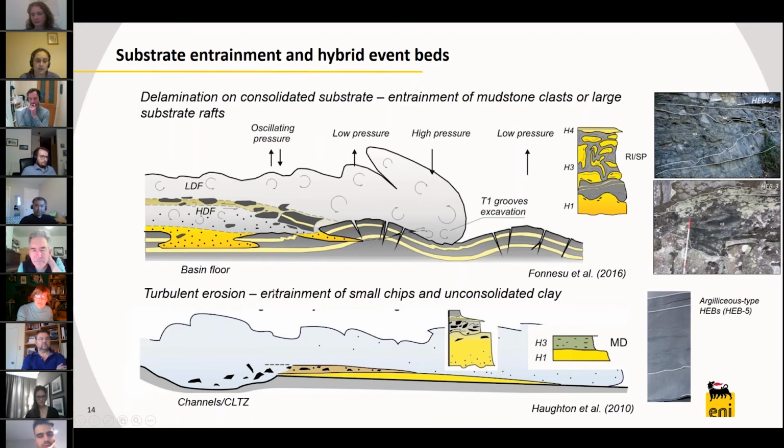Otherwise, where turbulent erosion is involved, you have a more evolved type of hybrid bed, and you form more of this argillaceous type, which I call, for example, HEB5. Controls on these two types of behavior are for sure the flow density, but also the mechanical properties of the substrate. A firmer substrate would be harder to erode by smaller flow, but would be able to entrain a large quantity of mud and clasts all together. Otherwise, a soft substrate will provide easily breakable clay bonds that will vary quickly and dampen the turbulence very well.